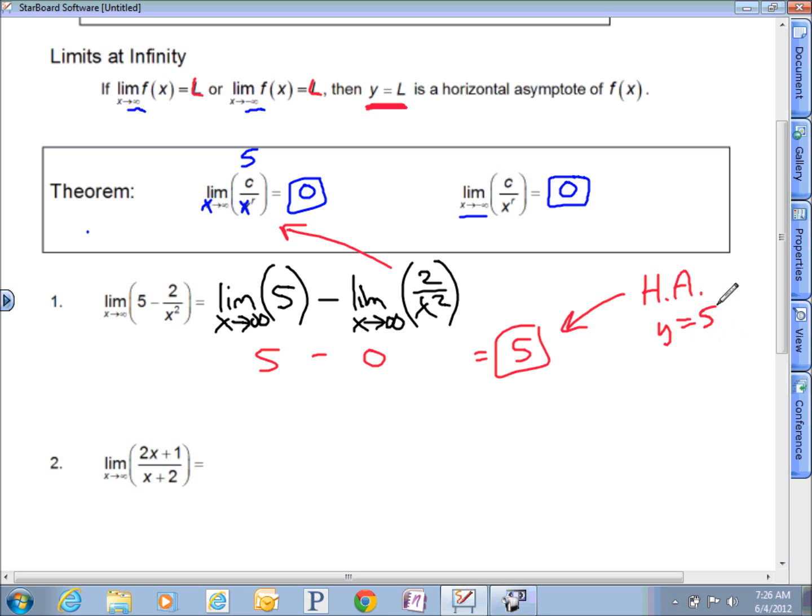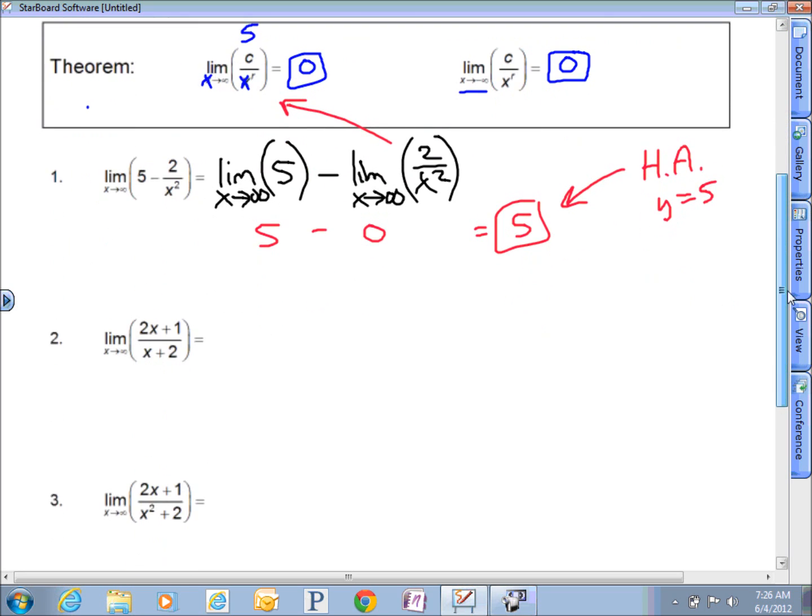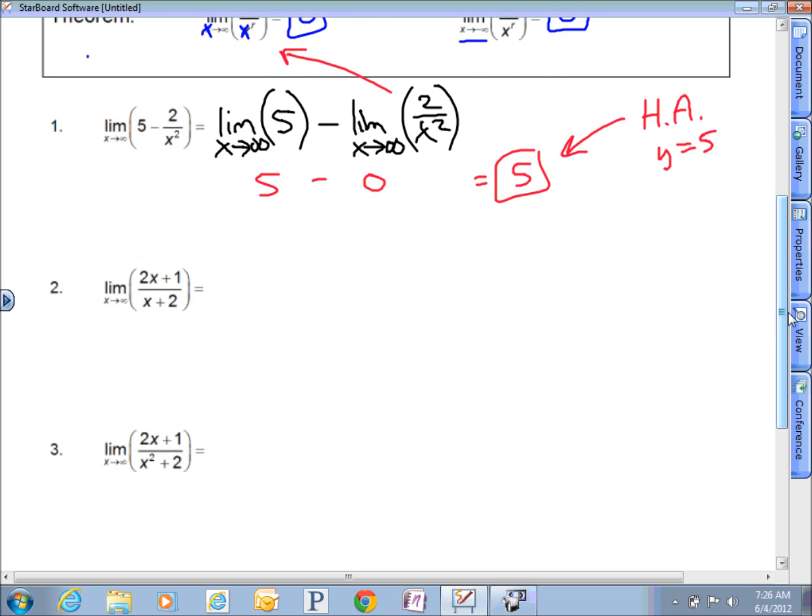Now again, the question didn't ask us to find horizontal asymptotes. It asked us to find the limit, but we're trying to set us up for what's coming next, or what's coming down the road. Second one. You'll notice this time we don't have two nice terms. We've got a little bit of a rational expression going on here.